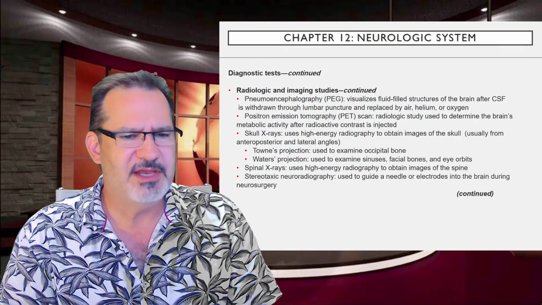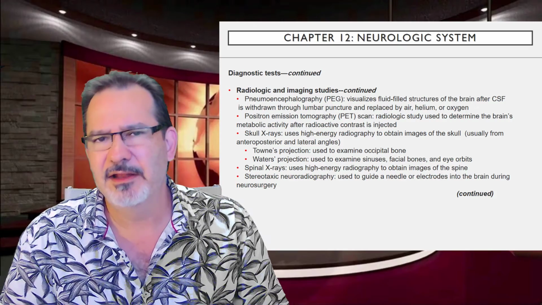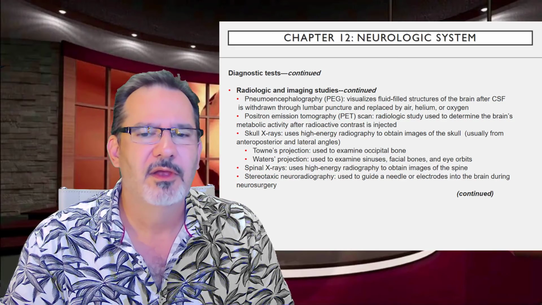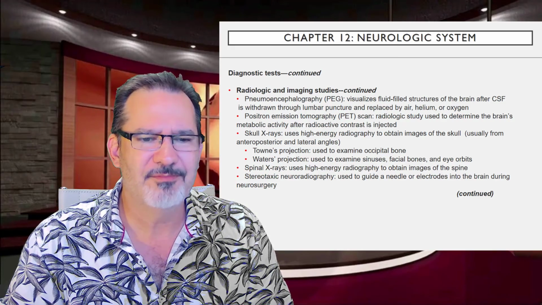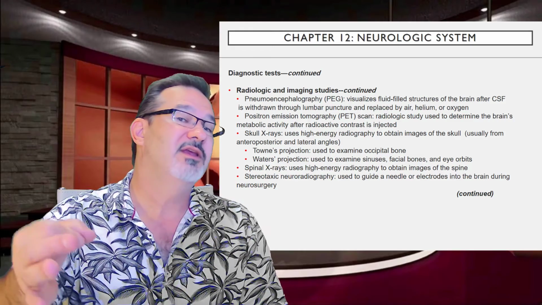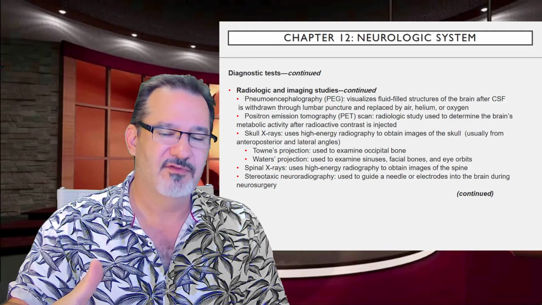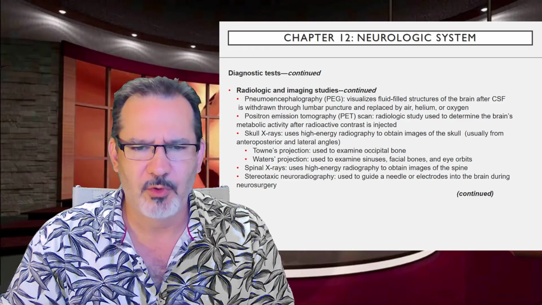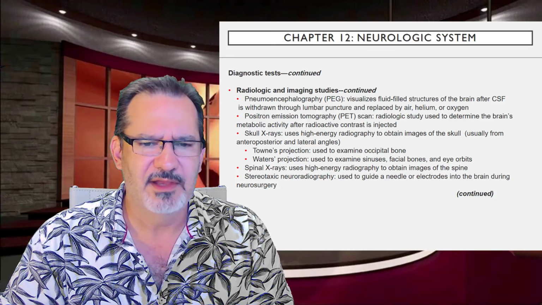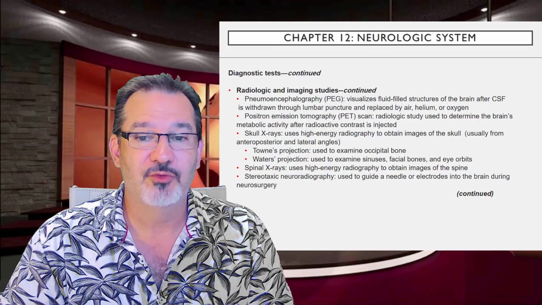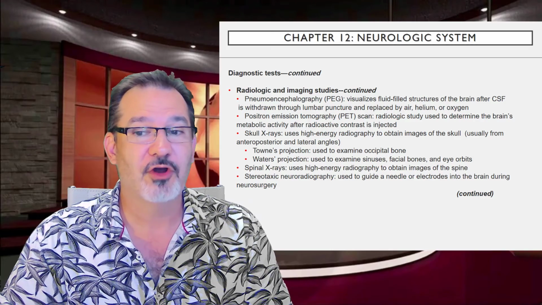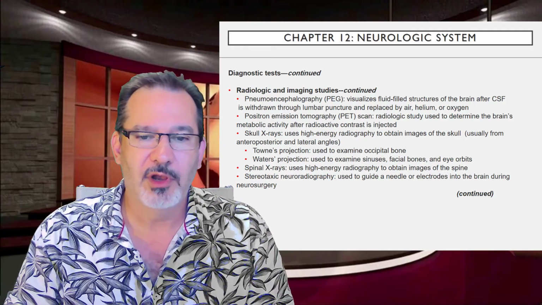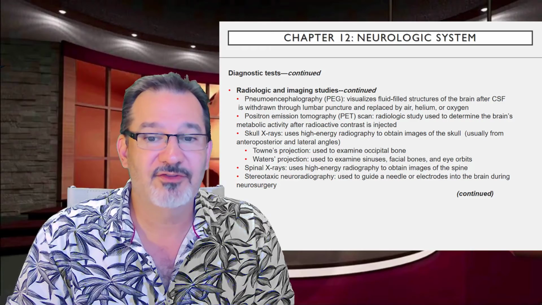All right. PEGs and PETs. A PET scan is probably, to me, the most common: positron emission tomography. It's a study used to determine the brain's metabolic activity after we, again, inject a radioactive contrast dye. So PET scans are fairly common, I think much more common than the PEG scan, which visualizes fluid-filled structures of the brain after CSF, or cerebral spinal fluid, has been withdrawn through a lumbar puncture and replaced by air, helium, or oxygen.